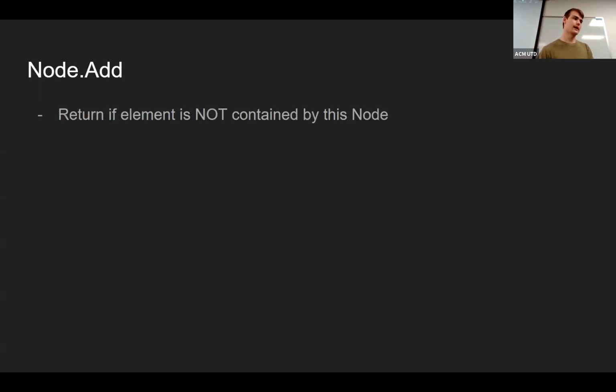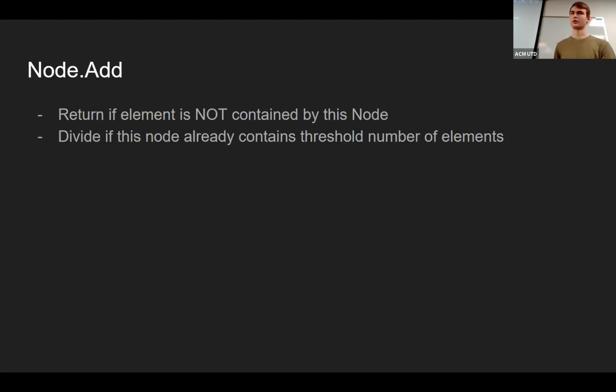Okay, so the Node.add method, it's recursive. This is a tree. And so when we add an element to the tree, all we have is a pointer to that tree's root. So add is always going to be called on the root. So if our element is not contained by this node, then we just return. And if our element is not contained by this node and this node is the root, we have a problem, because what that means is whatever element we're trying to insert is sort of outside of the area of the world that this entire tree controls.